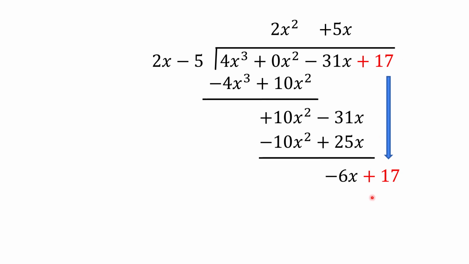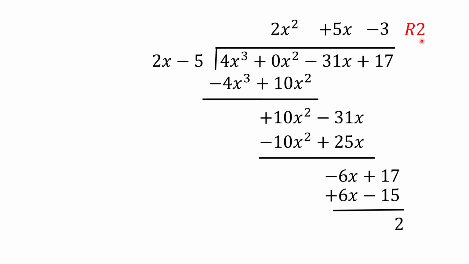We bring down the 17, and we begin again. This time we're asking, what do I multiply 2x with so that I get negative 6x? And the answer is negative 3. Negative 3 times 2x gives me negative 6x. And negative 3 times negative 5 gives me positive 15. We subtract, and that subtraction causes each of the signs inside the parentheses to flip. So now we have 0 and 2. There is nothing else to bring down, so 2 is our remainder.